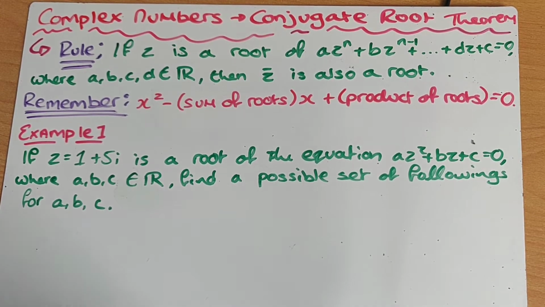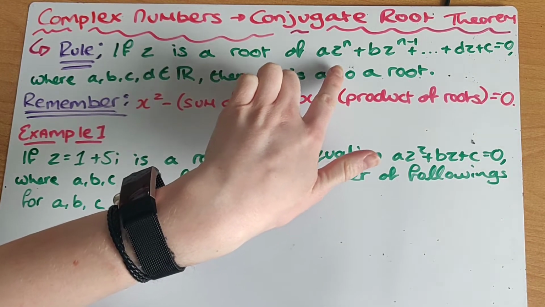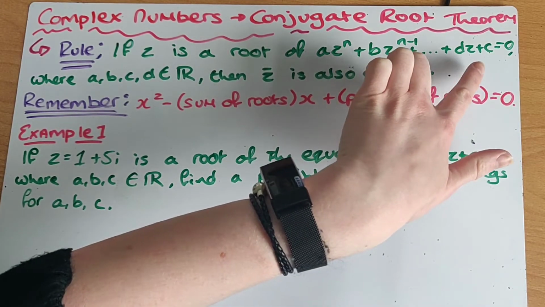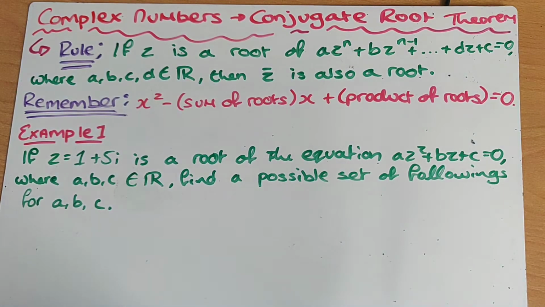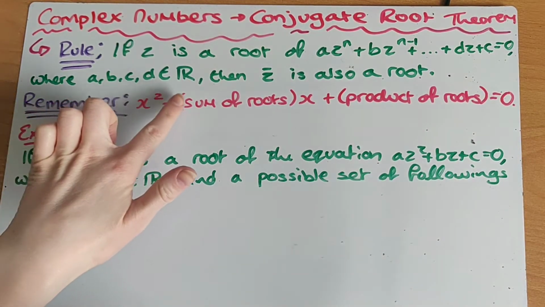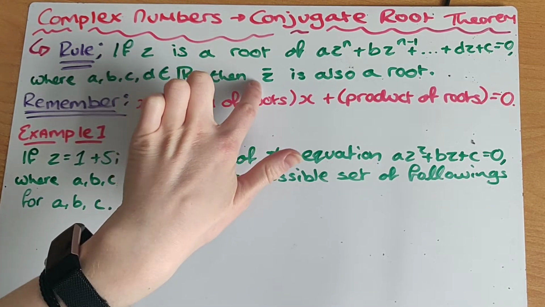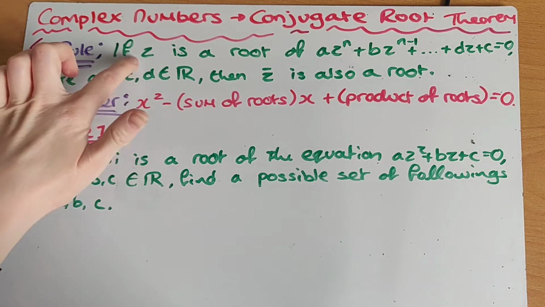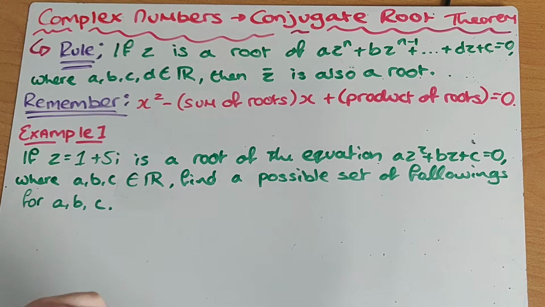Okay, so our rule for the conjugate root theorem is: if z is a root of az^n + bz^(n-1) + ... + dz + c = 0, which is basically just an expression in complex numbers in z, where a, b, c and d are elements of R, then the conjugate of z, remember, is also a root. Now you remember from our video on dividing complex numbers that the conjugate of a complex number is when we take the imaginary number and change the sign of the imaginary part.